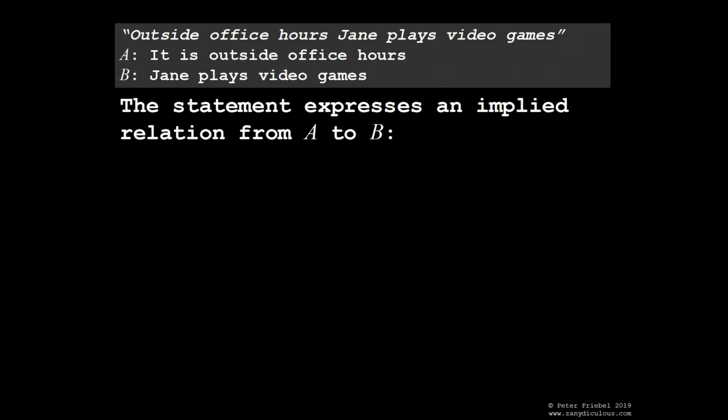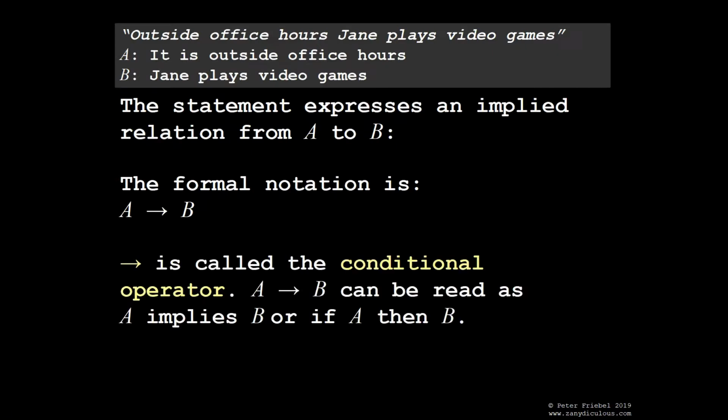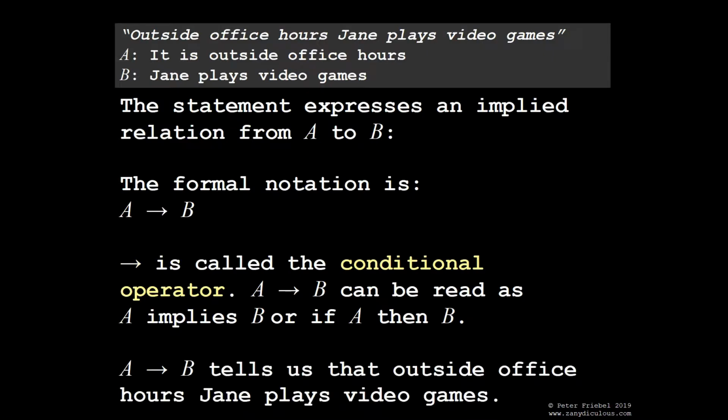This brings us to our first operator. The statement expresses an implied relation from A to B. The formal notation of this is as follows. We use an arrow to indicate that A implies B. The arrow is called the conditional operator. A implies B can be read as, well, that A implies B, or if A, then B. A implies B tells us that outside office hours, Jane plays video games.